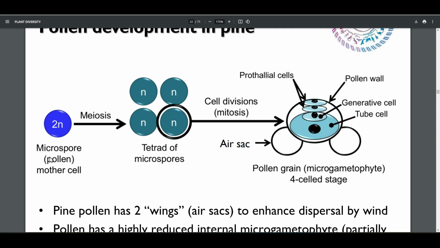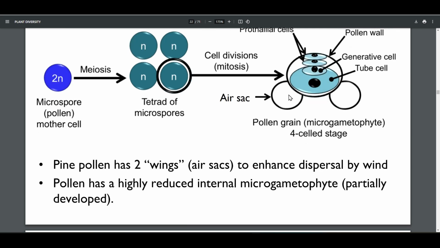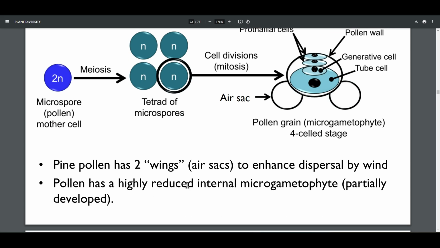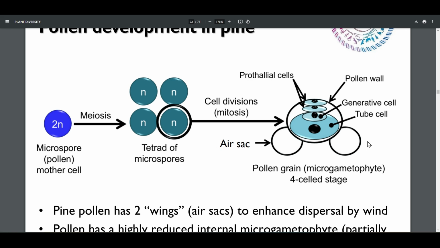Then we'll talk about pollen development in pine. The microspore mother cell will undergo meiosis to form 4 microspores, but only one of them will survive, very similar to the female. This spore will undergo mitosis, and after that it will have four cells: two prothalial cells, one generative cell, and one tube cell. It also has air sacs for wind dispersal. This four-cell structure is already the highly reduced microgametophyte, the male gametophyte.